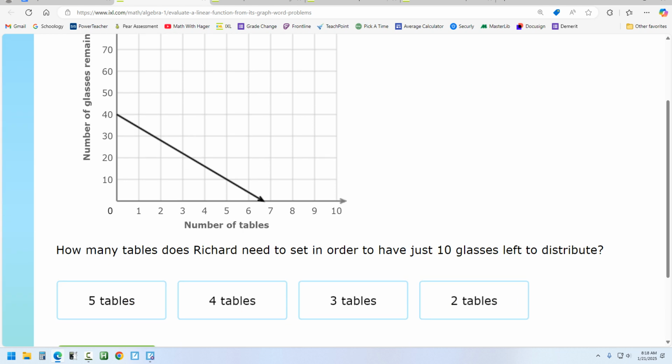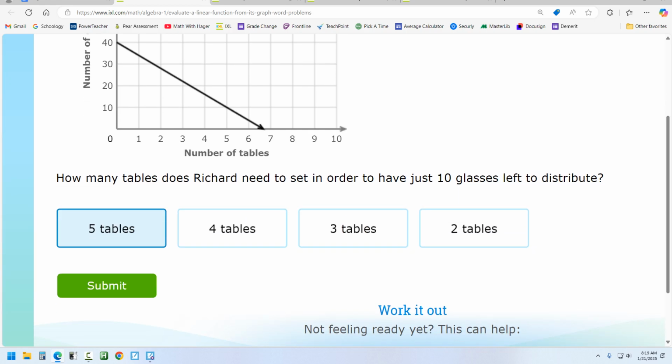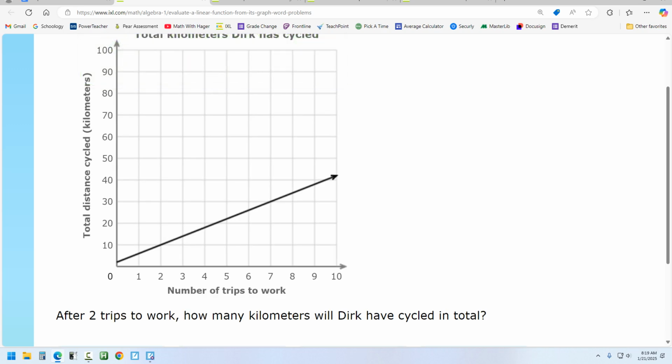So if we go to 10, go to my line, and go down, that means he would have set 5 tables. Okay, if that's all the glasses he has, he would have set 5. That's pretty much it.